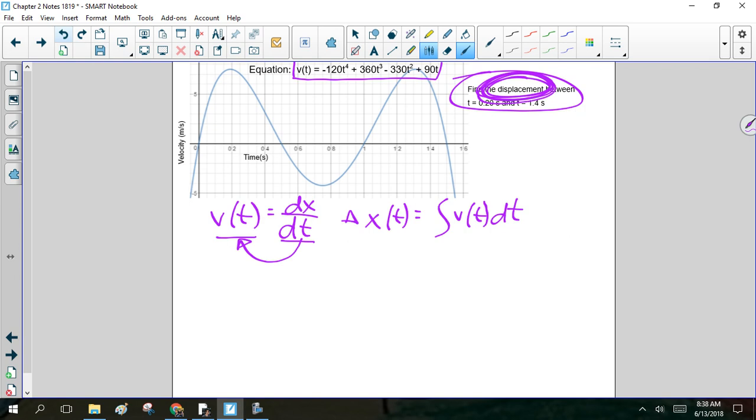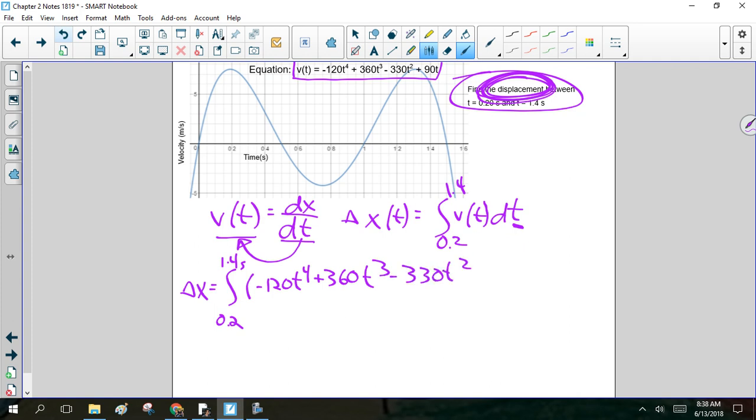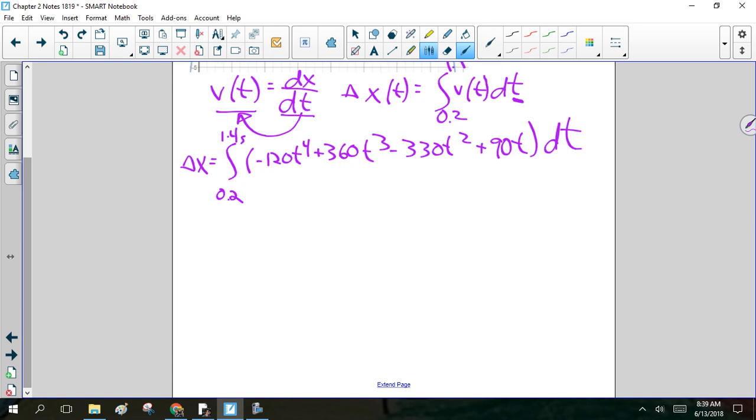So I'm going to put a delta x here, and then my bounds need to be according to time, and that's what I'm given, 0.2, 1.4. Okay, so my displacement is the integral between 0.2 seconds and 1.4 seconds of v of t. So that's this mess up here. So here we go: negative 120 t to the 4th plus 360 t cubed minus 330 t squared plus 90t with respect to time, right? Okay. So let's take our derivative.